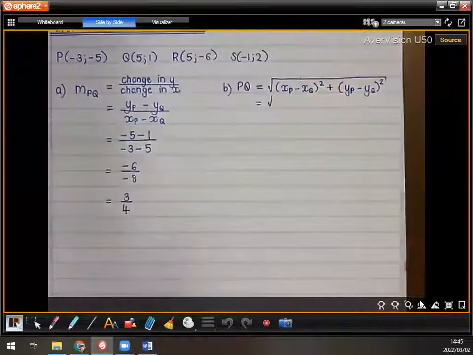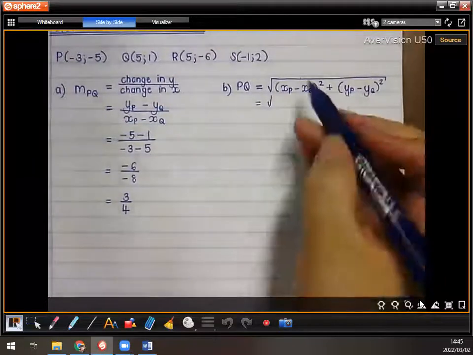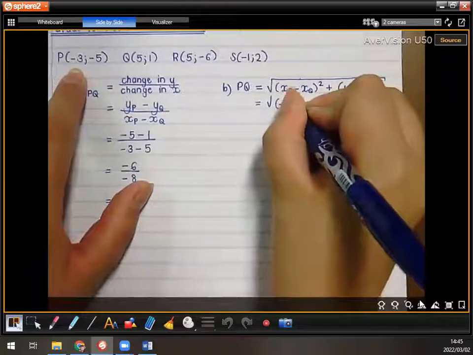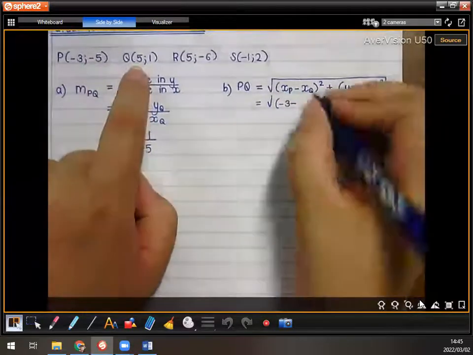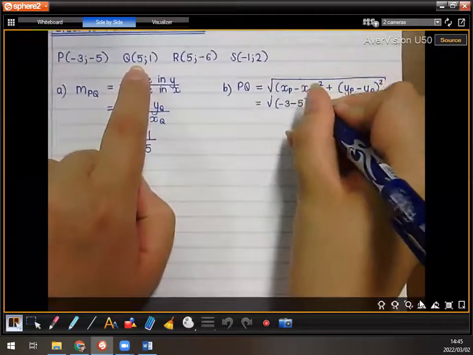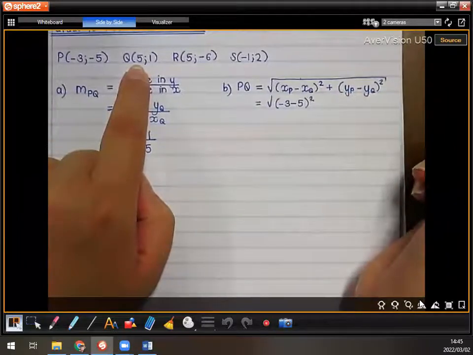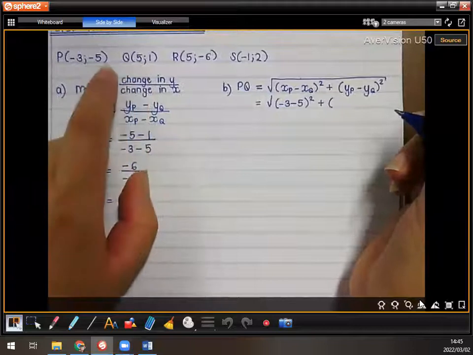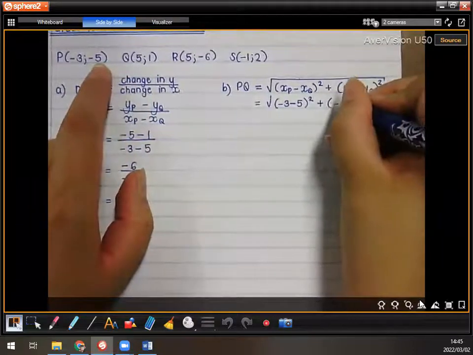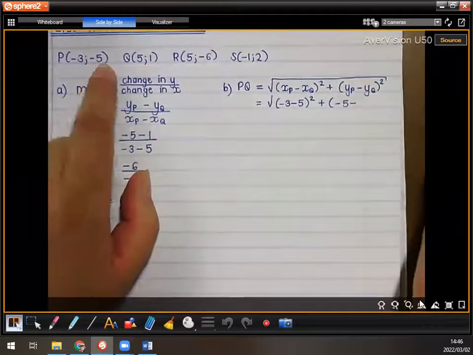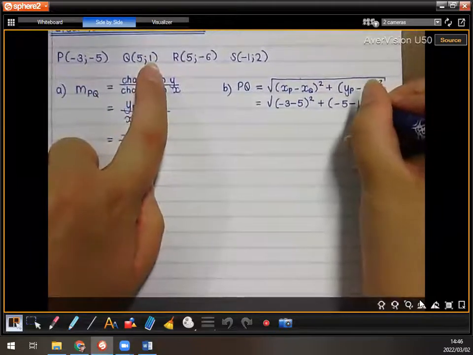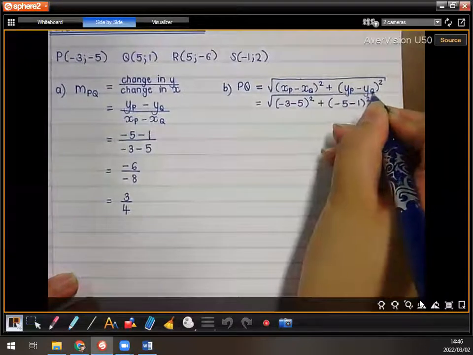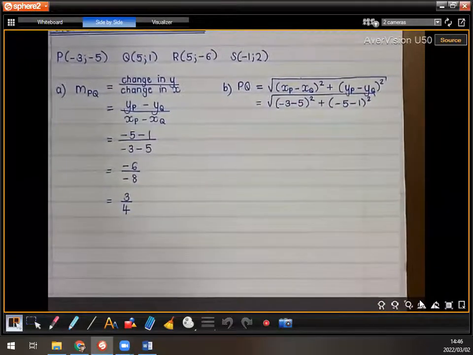Okay, now we're going to sub those values in. So again, we're doing x value of P, which is -3, minus the x value of Q, which is 5, squaring that, plus open bracket, y value of P, which is -5, minus the y value of Q, which is 1, square that, all under the square root.